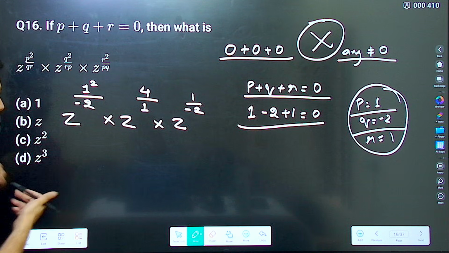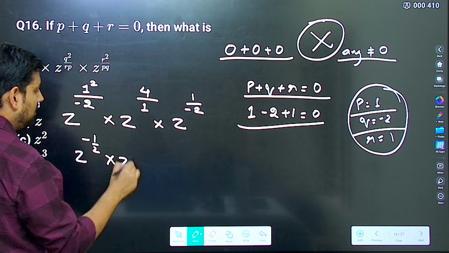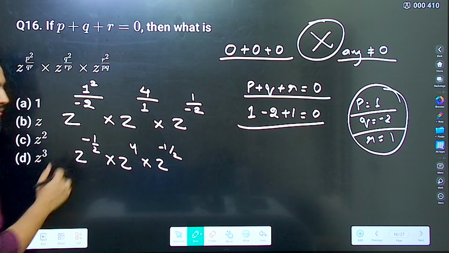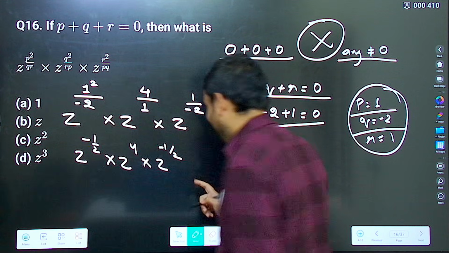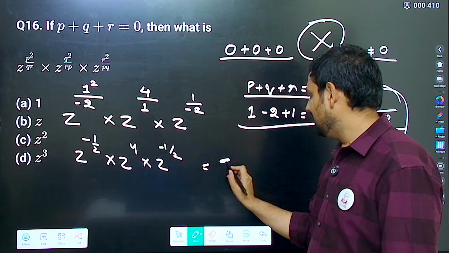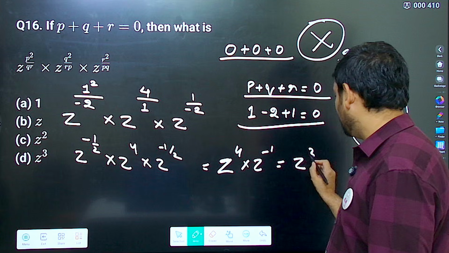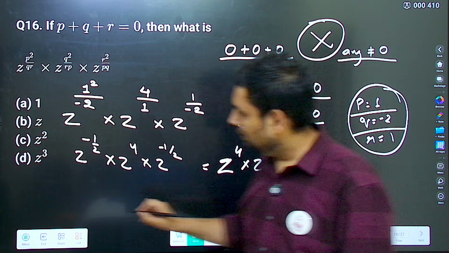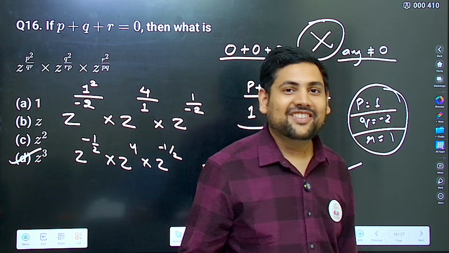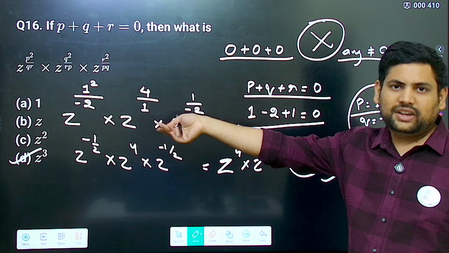Fine with everything till here? So this becomes z power minus 1 by 2 into z power 4 into z power minus 1 by 2. Minus 1 by 2 plus minus 1 by 2 is minus 1. So this becomes z power 4 into z power minus 1. Answer becomes what? Z cube. D is the answer. Remember this, okay? How you solve these questions is using some conditional way, okay?